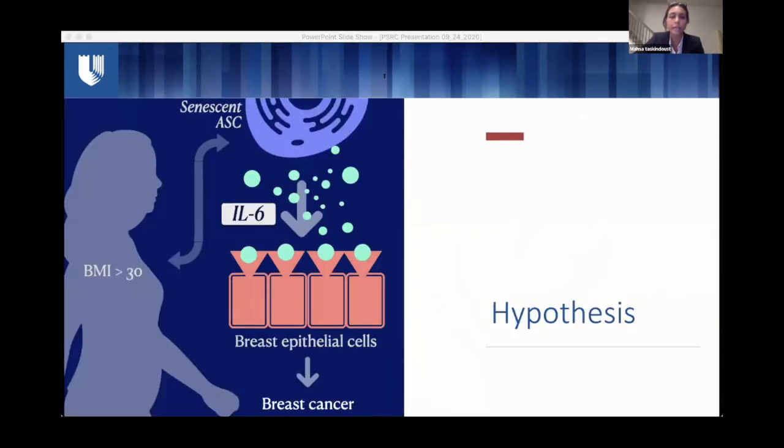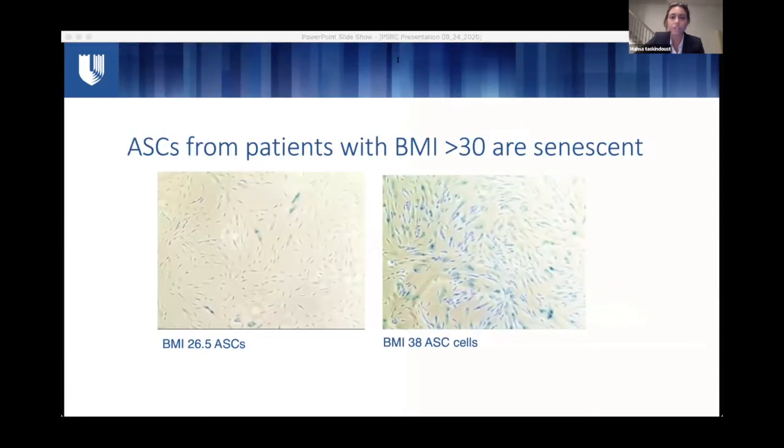So, in the current studies that we did, we investigated the hypothesis that ASCs from obese women are senescent and that they secrete senescence-associated inflammatory cytokines, namely IL-6. And these may contribute to breast cancer by acting in a paracrine manner on the breast epithelium. So working with that hypothesis, one of the first things we did was to isolate ASCs from the stromal vascular fraction of adipose tissue obtained from women undergoing breast reductions. These were women who had BMIs either greater than 30 or under 27.